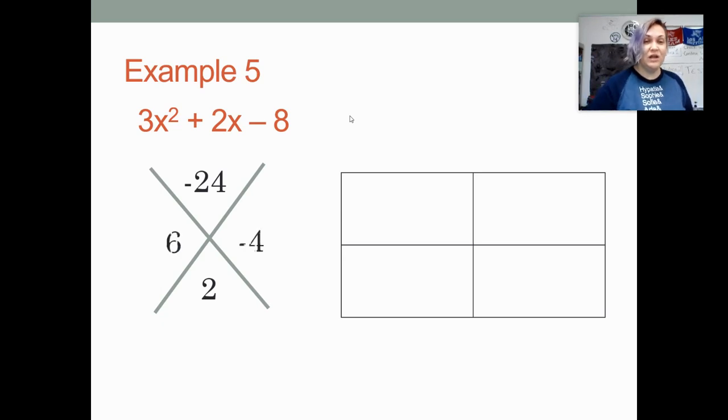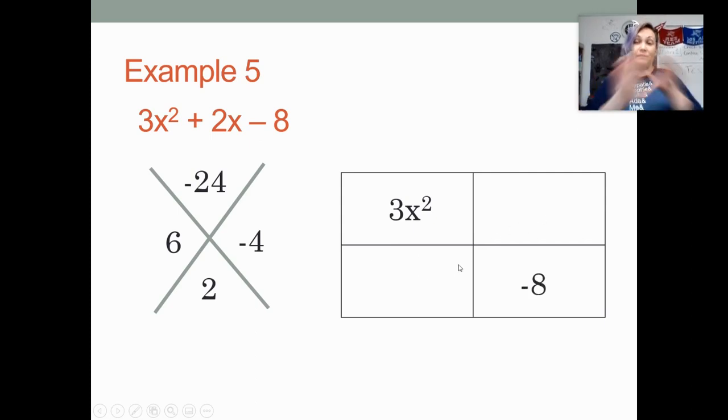Those two numbers are 6 and -4. 6 times -4 is -24, and 6 minus 4 is +2. Now, this week, the box is mandatory. So again, if you see that there's a number in front of your x squared, the box has to be used. It's a must. In my first box, I put my first term, the 3x squared. In my last box, I put my last term, the -8.